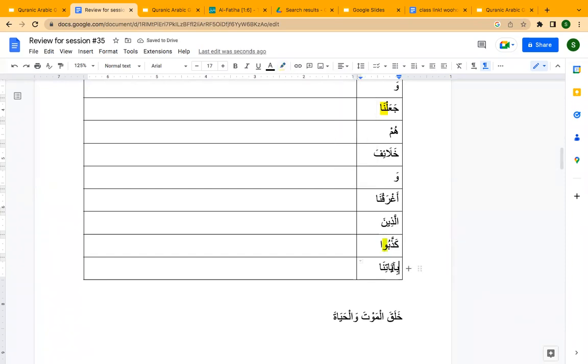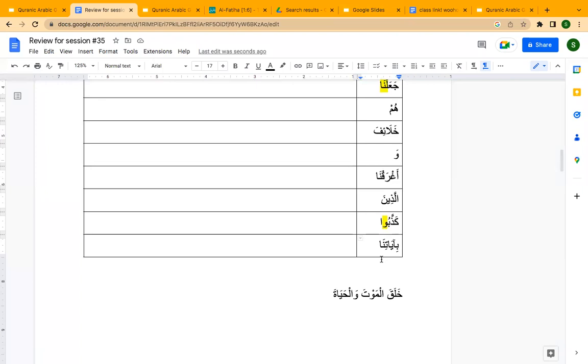Bi ayatina. What do you think about this construction? Al jar wal majroor ayatina. What else is going on here? Jar majroor and idafa. Very well done. There are two fragments. Make sure you all remember this.